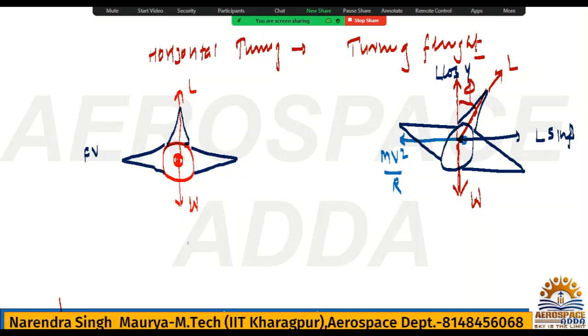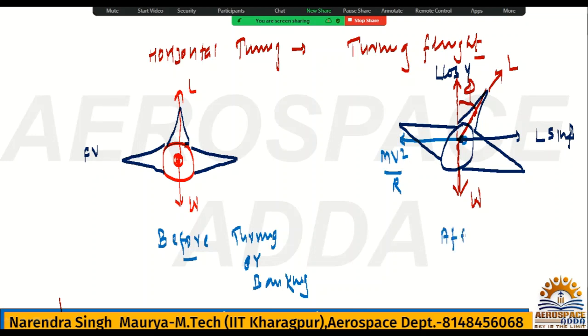Now this is the one diagram. This is before turning or banking. This is after turning or banking. You just recall your school time.